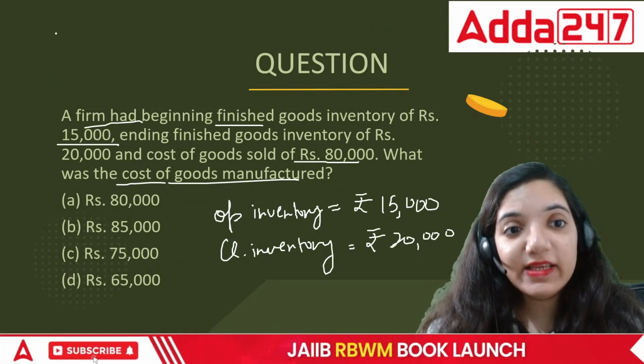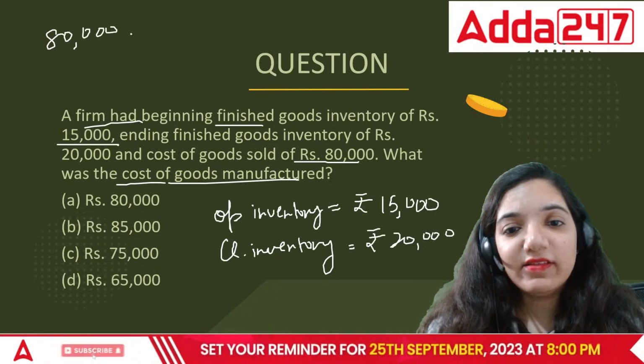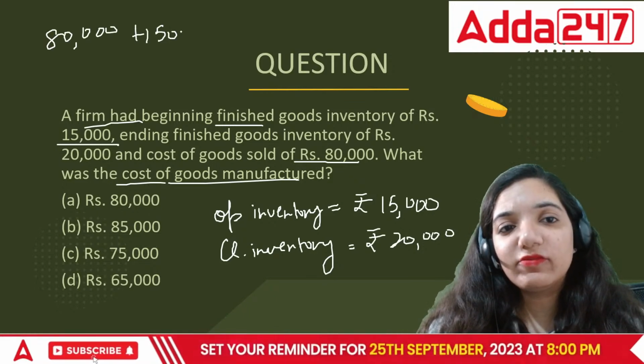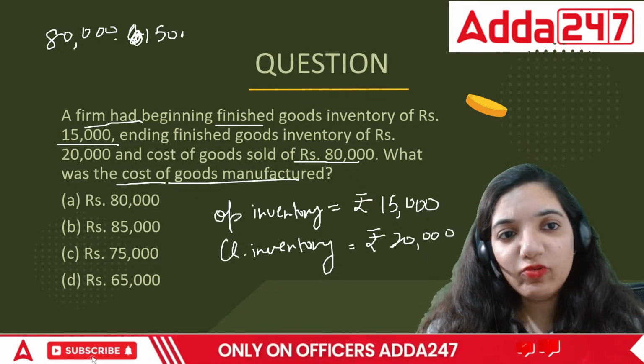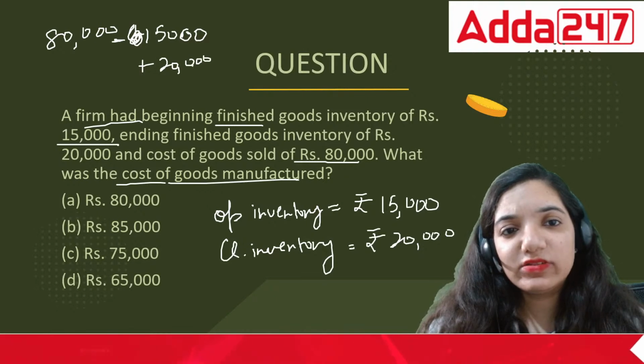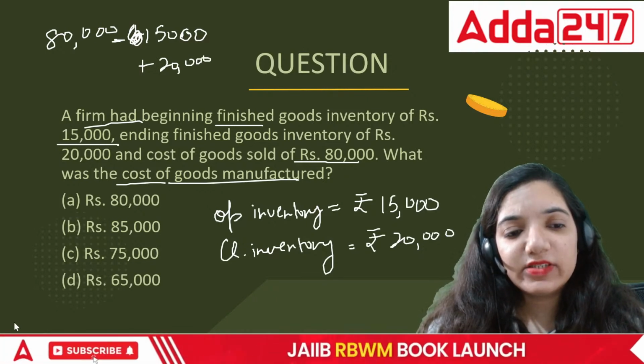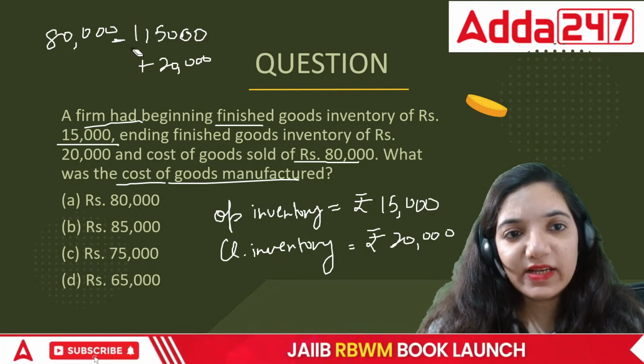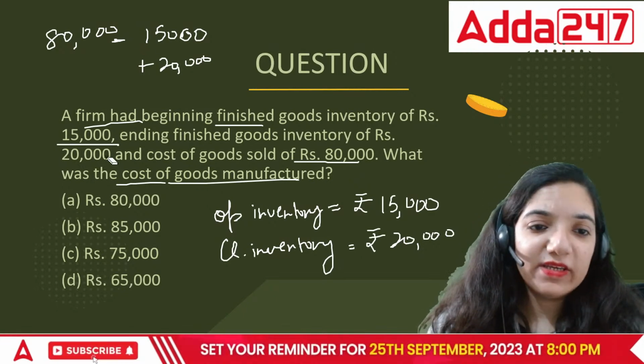We had 80,000 rupees in our pockets. Then we added 15,000. Oh, sorry. Let's remove the 15,000 rupees here and add 20,000. Okay? So in this case, the correct answer would come out to be 85.